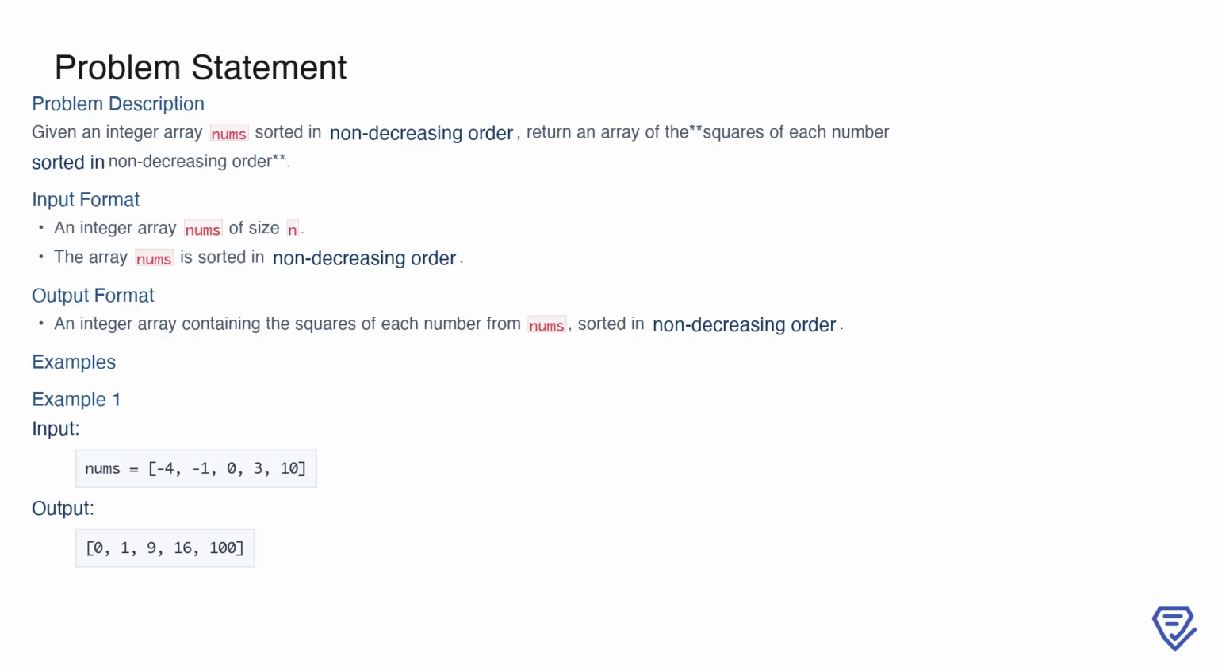To make this more concrete, let's consider an example. If nums is -4, -1, 0, 3, 10, squaring each number gives us 16, 1, 0, 9, 100, and sorting these values results in 0, 1, 9, 16, 100, which is the final output.